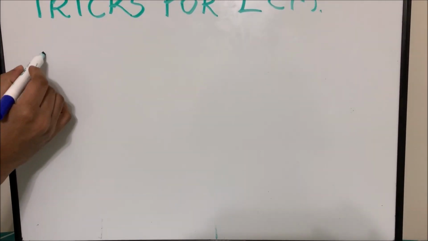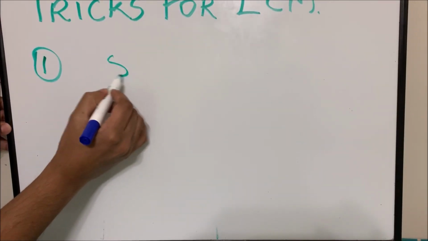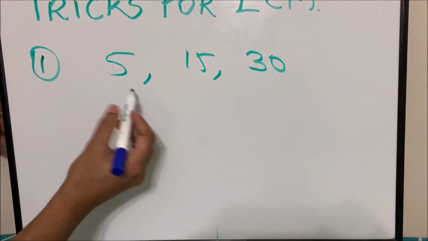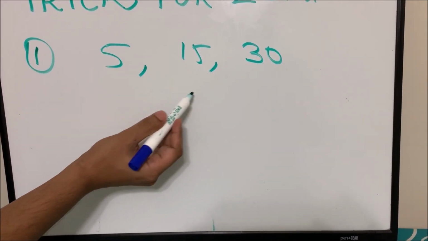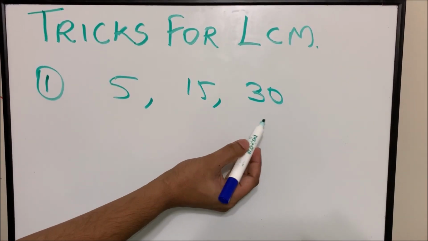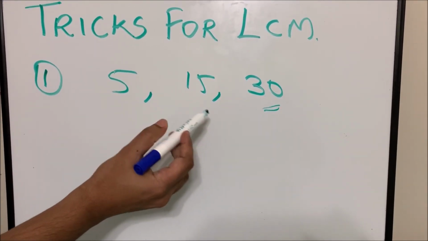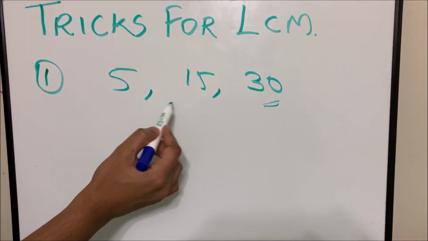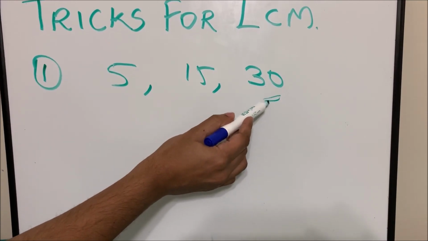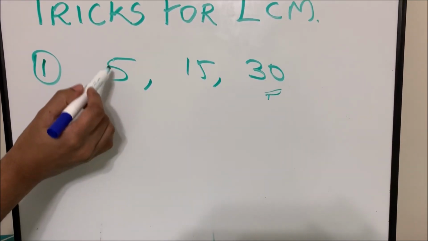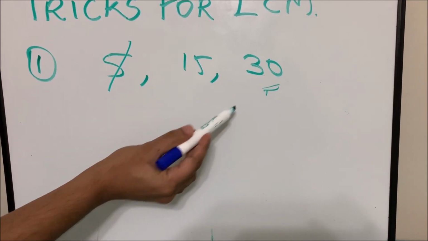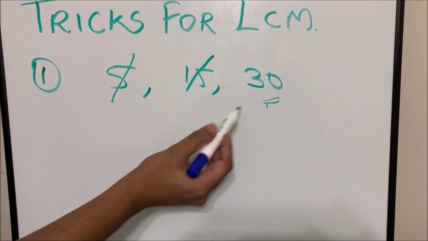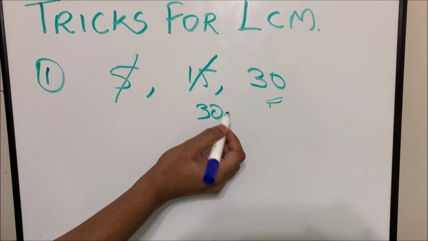Trick number 1. Let us take an example 5, 15 and 30. First we need to see what is the bigger number in this series. The bigger number is 30. Now we need to see if it is divisible by all the other numbers. So take 30, see it is divisible by 5, so remove 5, and then 30 is divisible by 15, remove 15. Now the LCM is 30. That is trick number 1.